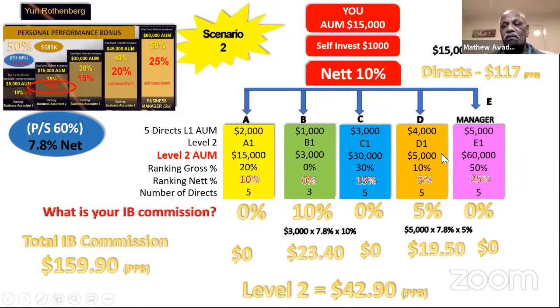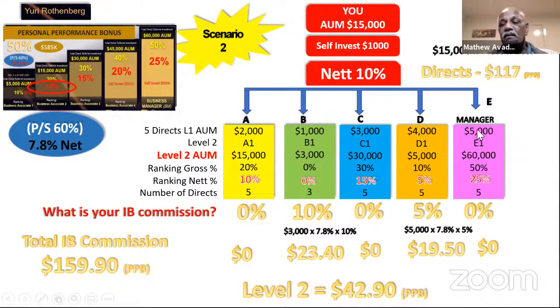And here in scenario 4, again, this client is qualified as a QIB, but he's only got $5,000, 1,000 each, and he gets only 5% at the first entry level. So he gets 5%. So you will get the difference of 5% because your ranking is 10%. So you get 5% of that $5,000, which is another $19.50.